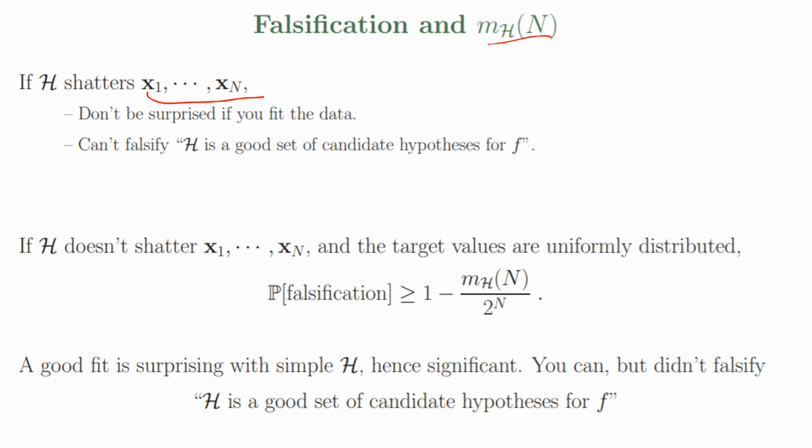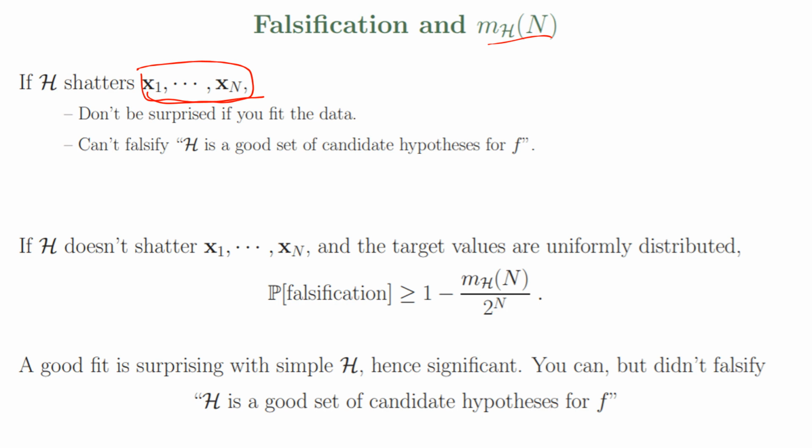So do not be surprised if you are able to fit the data because H is so complex that there is no way that it won't shatter any randomly generated data, right? Another way to think about it is this argument that we've been giving that simpler has a better chance of being right goes as follows. Let's say we are trying to fit a hypothesis to this data that's given to us, some randomly generated data, and let's say the outcome is binary, the y's are binary.